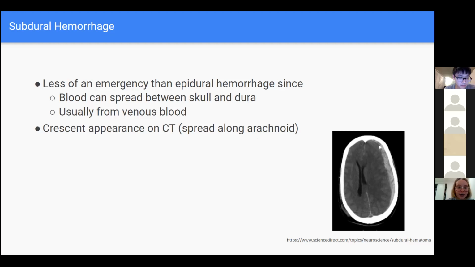And so on the CT scan, usually it gives a crescent appearance. It looks like the crescent of a moon, basically, because first of all, the blood is able to spread, but it has also been compromised between the dura and the subarachnoid.